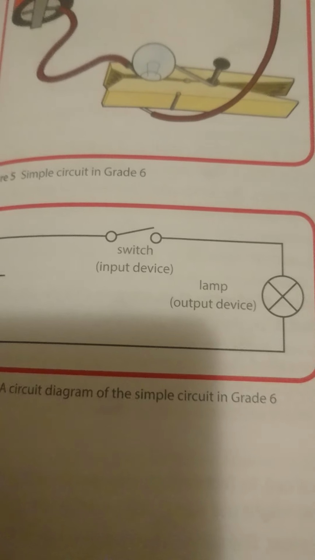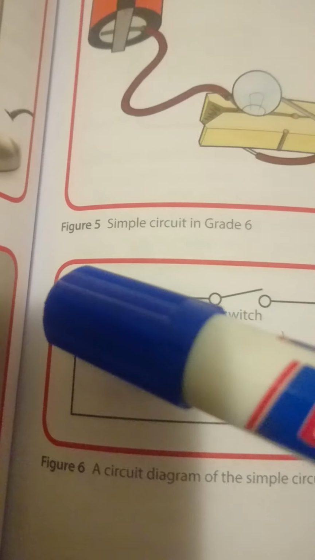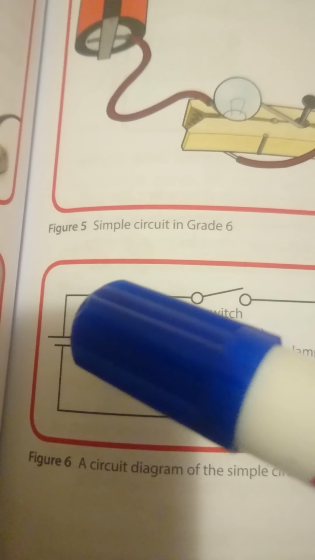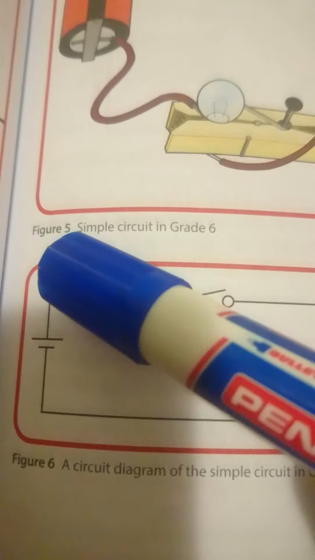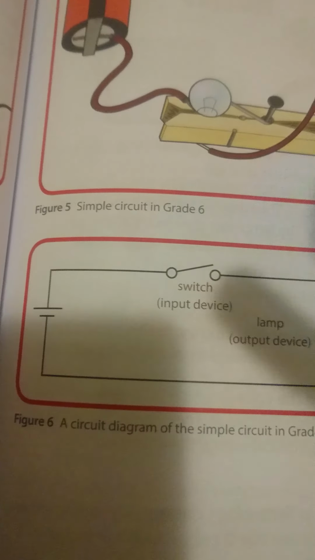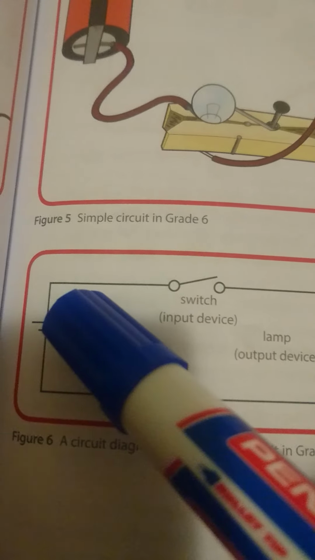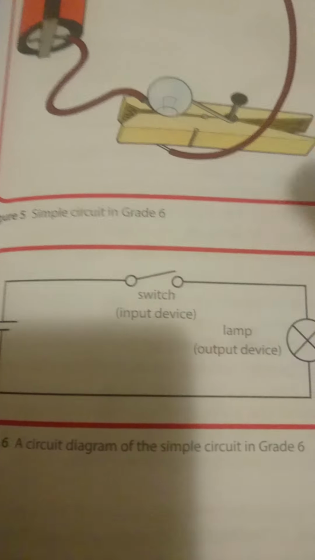We can have different types of output devices. So this long line here represents the positive terminal of a cell. The short line represents a negative terminal. Now conventional current is when current, electrical energy, flows from the positive to the negative terminal of a cell. Okay, here's our switch. In this case, there's a mistake here. The switch is not the input device. The input device is actually the cell.